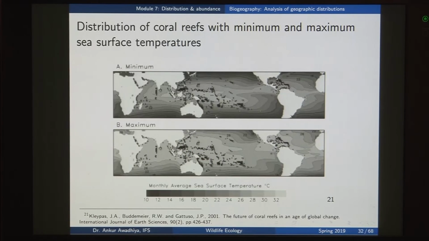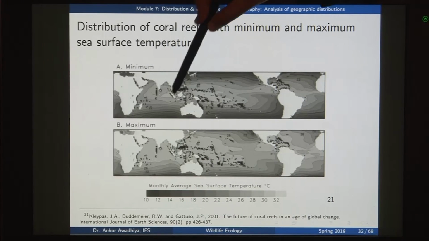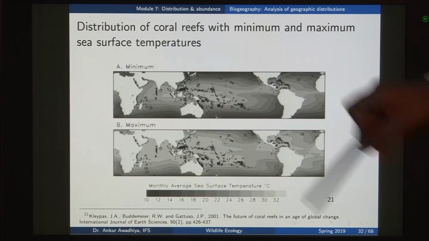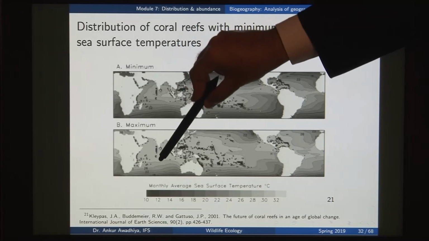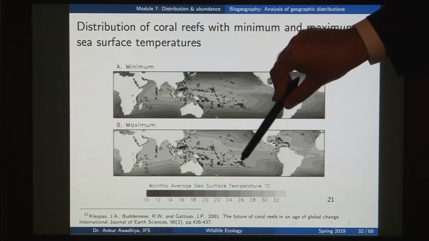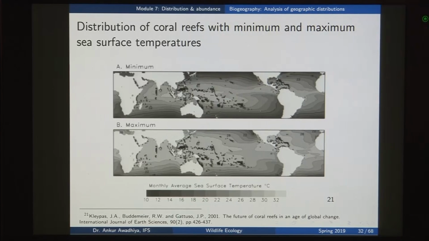Or if we talk about, say, the coral reefs. Now we have the coral reefs in these areas, and here we have the minimum and the maximum temperatures of the seas. Here you can see that the maximum temperature in these areas is following this particular isotherm. So maybe the question of why the corals are found in this area has a lot to do with the maximum sea temperature that can be tolerated by this particular species, or it can be related to the minimum sea temperature that can be tolerated by this species. Why is this species not found to the very north or to the very south?